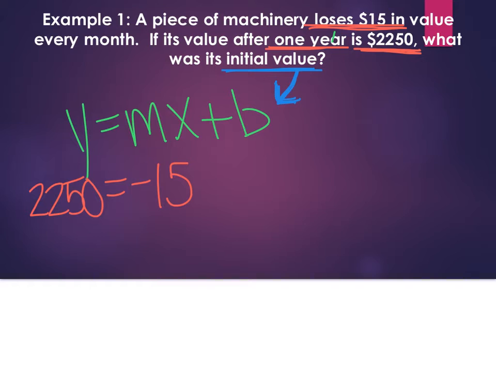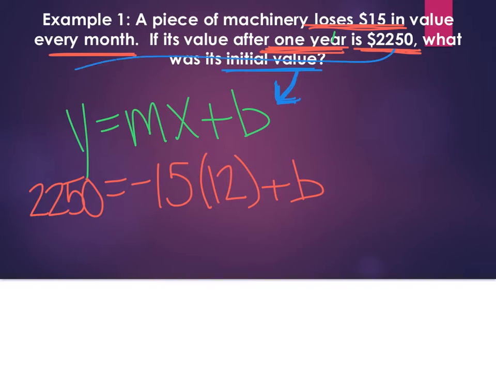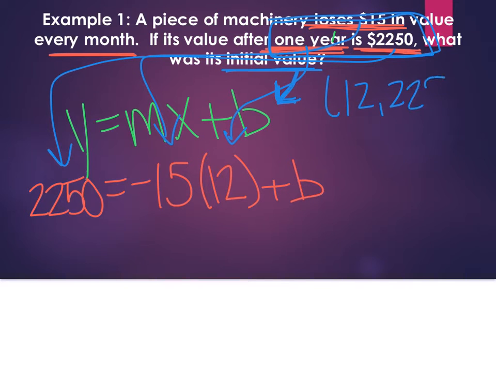Our x, though, is not 1 year, because this is saying it's losing $15 every month. So instead of x being 1, we need to think about months, and in 1 year there are 12 months, and that's our x. So this is our total, which is why y is by himself. This is the movement that's taking place, and then instead of 1 year, it's 12 months. These go together, they're a point, (12, 2250). So that's why I plugged it in for x and for y.